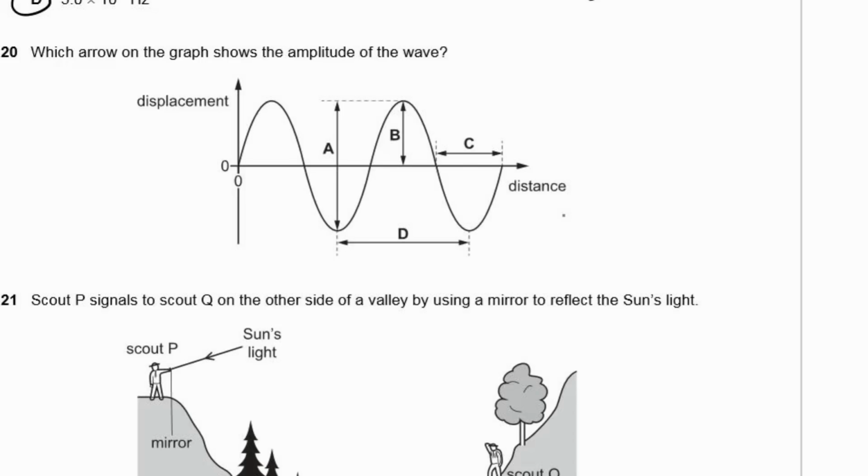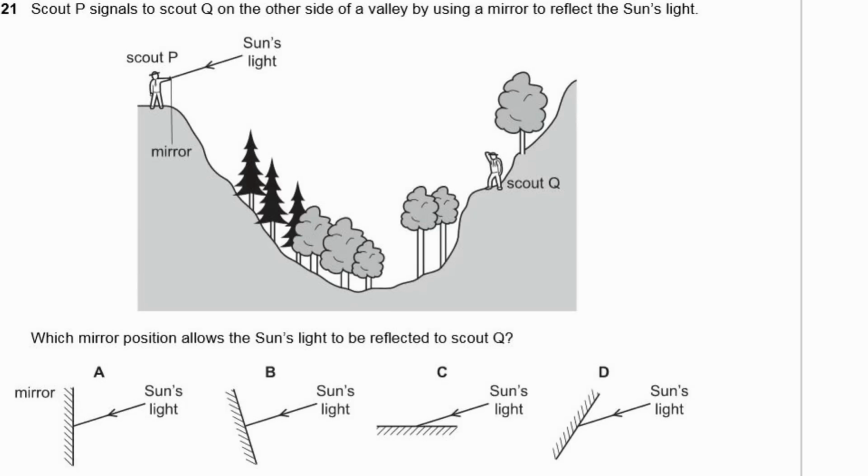20. Which arrow on the graph shows the amplitude of the wave? Alright, amplitude is B. If it was wavelength, that would be D. C is 1/2 of the wavelength, and A is just twice the amplitude. So it's B.